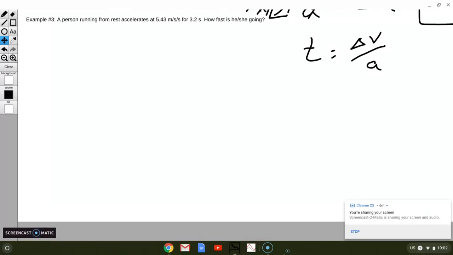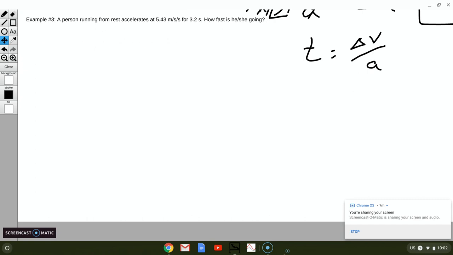All right. Now this one kind of varies on how you want to do this one. A person running from rest accelerates at 5.43 meters per second squared for 3.2 seconds. How fast is he or she going? So now we're solving for the final velocity. How fast are you finally going? Now, on this one, you can't calculate a change in velocity first. We're going to have to do that after because they're asking for how fast it's going. So you can really do this two different ways, and it really depends on which way you want to do it.